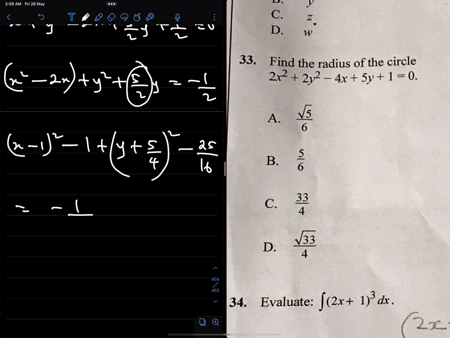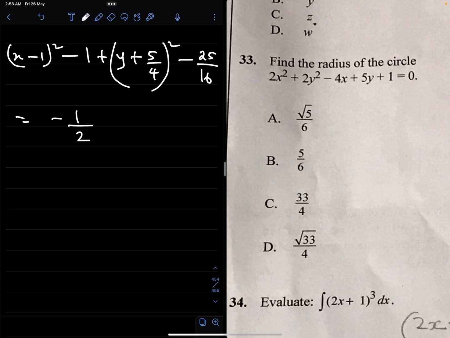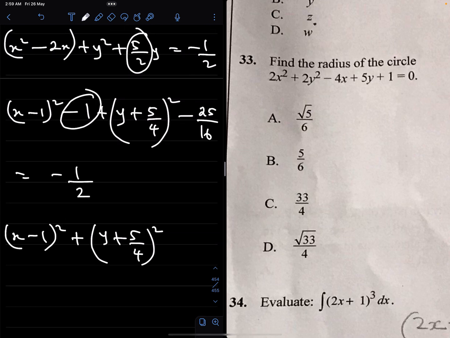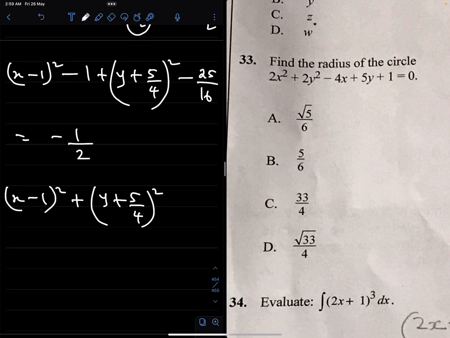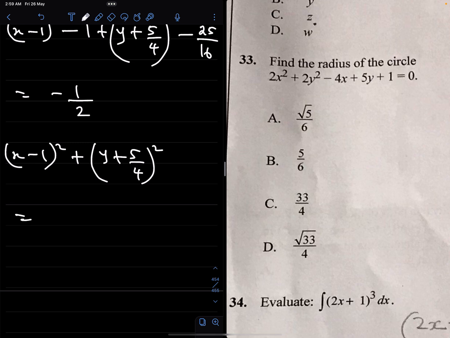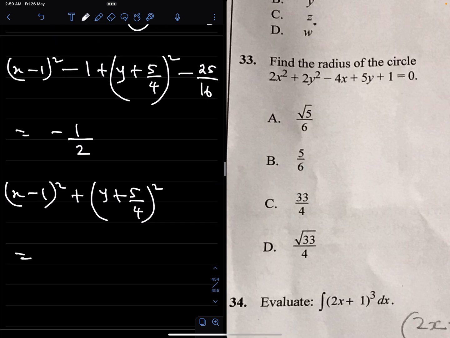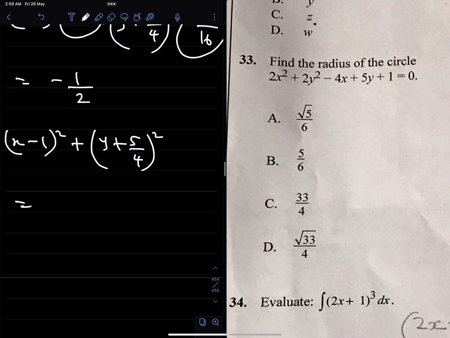Equals minus 1 over 2. And then we can have, and that's the same as (x minus 1) squared plus (y plus 5 over 4) squared. Now minus 1 minus 25 over 16 is the same as minus 41 over 16. Or maybe you would just like to write it this way, equals, I'm taking minus 1 and minus 25 over 16 to the right hand side, and it becomes minus 1 over 2 plus 1 plus 25 over 16.